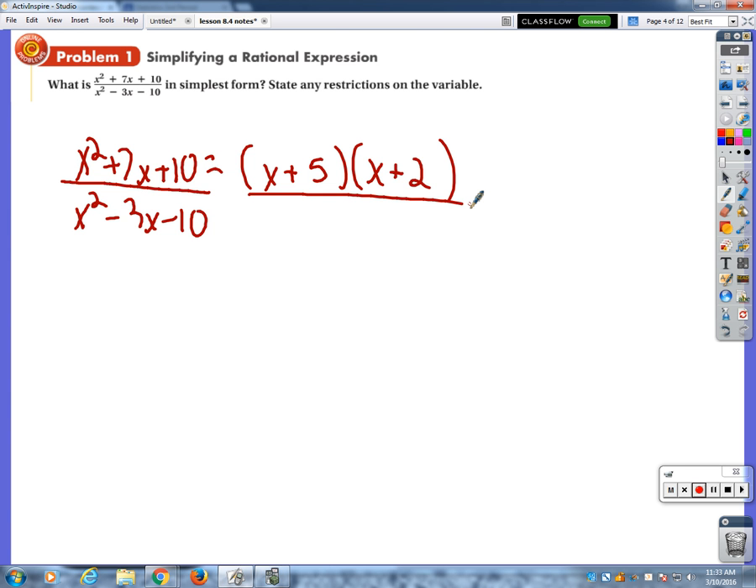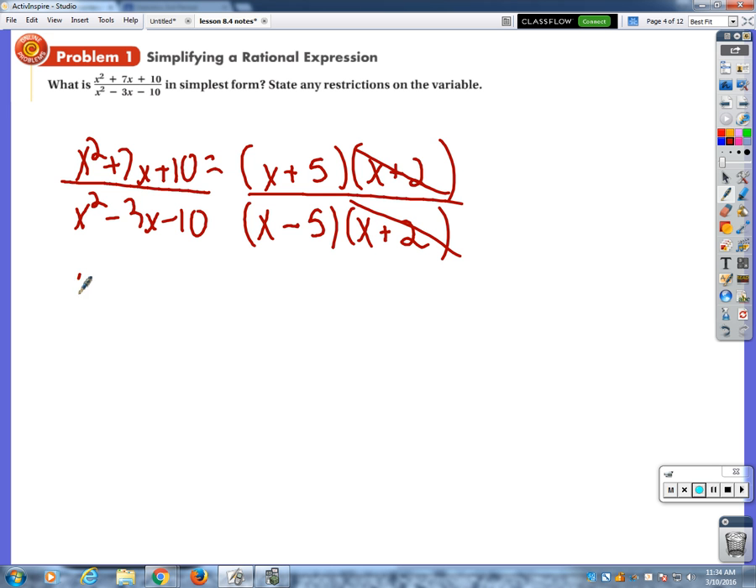So before I can cancel that, I have to rewrite it as a multiplication problem. So what goes in front? X and x. Two numbers that multiply together to be negative 10 and add to negative 3, so the bigger number has to be negative. So this is going to be negative 5 and positive 2. Okay? Now we can do some canceling, because we have it written as multiplication. I have x plus 5 times x plus 2 divided by x minus 5 times x plus 2. What cancels? The x plus 2. The x plus 2's cancel because they are the same.